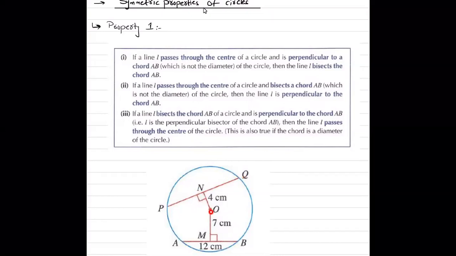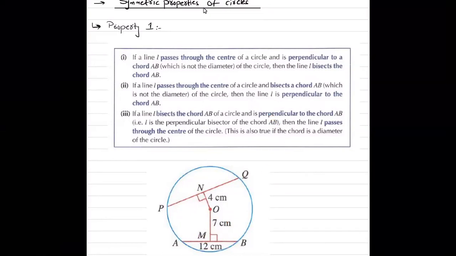Similarly, if there is a line passing through the center and perpendicular to another chord AB, then this line is going to bisect the chord AB. Now, what does that mean? If the chord AB has a length of 12, then the half of this chord, AM, is going to be 6 centimeter and MB is going to be 6 centimeter. This is one of the properties.